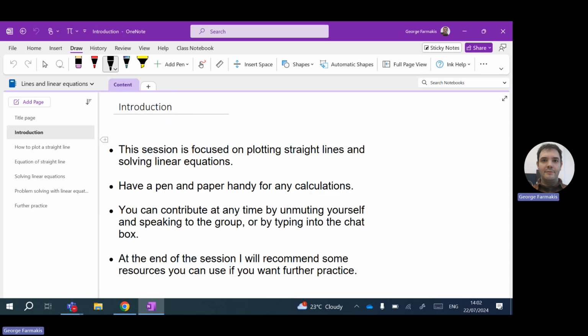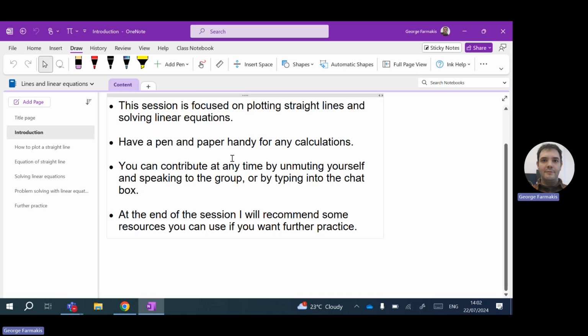Let me go to the introduction. So here is a small outline of the session. We're gonna start with straight lines, and then we're gonna move on to the solution of linear equations. At the end of the session, I will recommend some resources that you might want to use for further practice. So let's start.